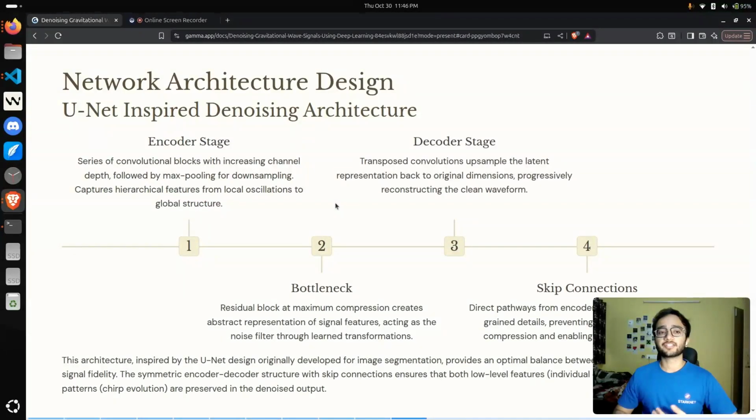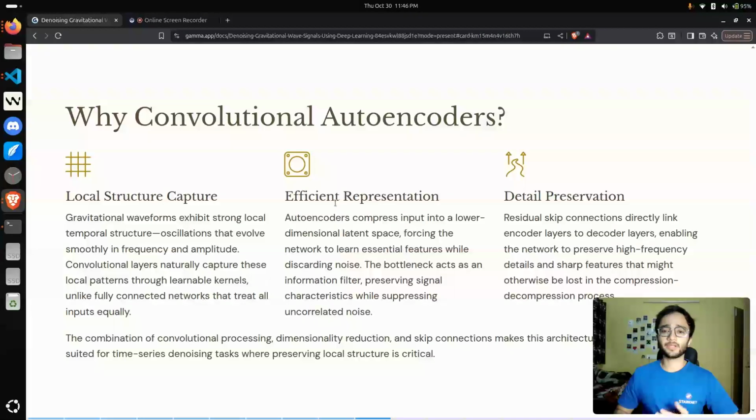The network architecture design was inspired by a U-Net, which is basically a series of convolutional blocks with increasing channel depth, followed by max pooling for downsampling. It captures hierarchical features from local oscillations to global structure. It reduces the noise through the bottleneck by using autoencoders.